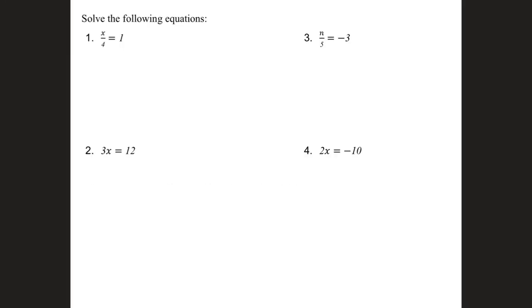Okay, so number 1, I'm going to draw my line down my equals, and right now it says x divided by 4. So to get rid of a divided by 4, I am going to do the opposite, which is multiply by 4. And if I do it on one side, I have to do it on the other side of the equals. So when I did that multiply by 4, those 4s were canceled, leaving me with just x. And on the other side, when I multiplied by 4, 1 times 4 gives me 4. So my answer is x equals 4.